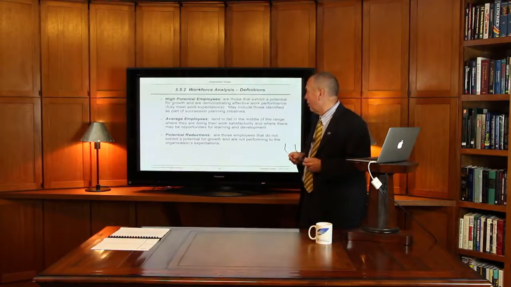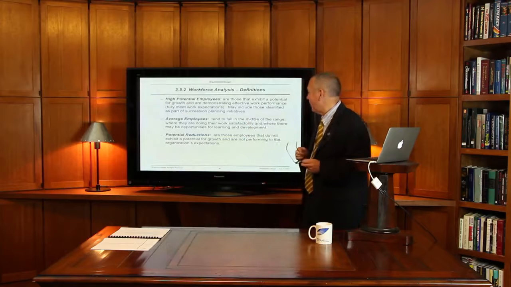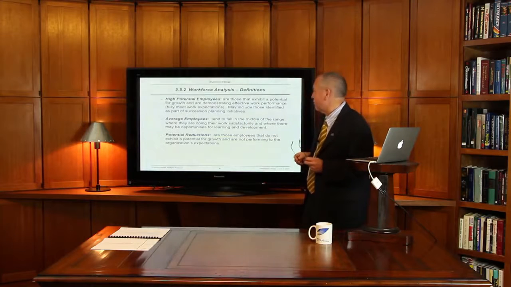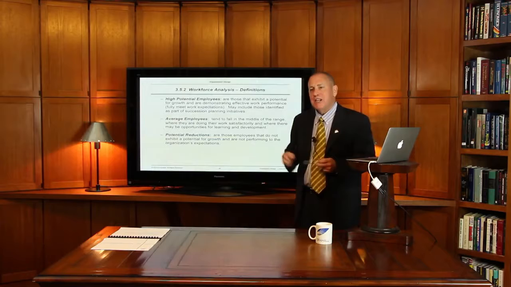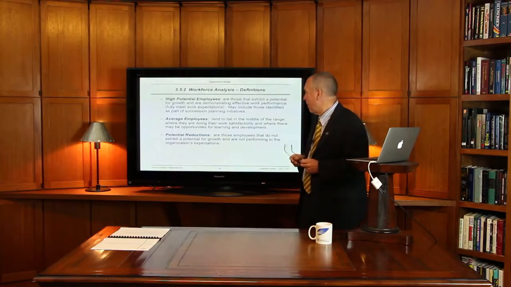but of tomorrow. We can't ignore the average bear, if you will, the average employee. They tend to fall in the middle of the range in terms of performance, etc. But they may be the bulk of your workforce, and they need to be properly managed and treated.